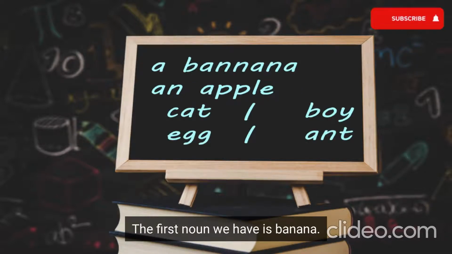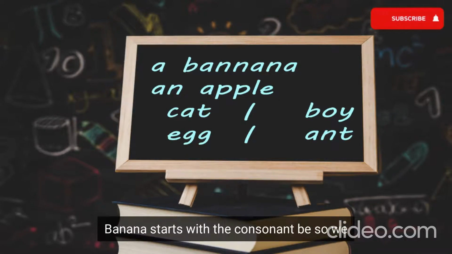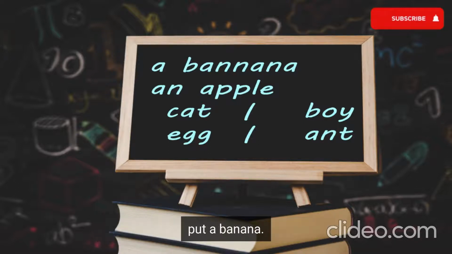The first noun we have is banana. Banana starts with the consonant B, so we put a banana. Look at the next word, apple. In this case, the first letter is A. A is a vowel. Remember, the vowels are A, E, I, O, U. So we have to put an apple.